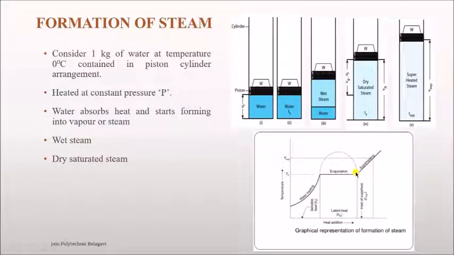When I further heat that dry saturated steam, there will be a gradual increase in its temperature as well as its volume, and the dry saturated steam is fully converted into what we call superheated steam. This superheated steam has high temperature and high heat. Such steam is used in power plants to run the turbine. The turbine is connected to an output unit, for example a generator, which generates electricity. So this is regarding the formation of steam.